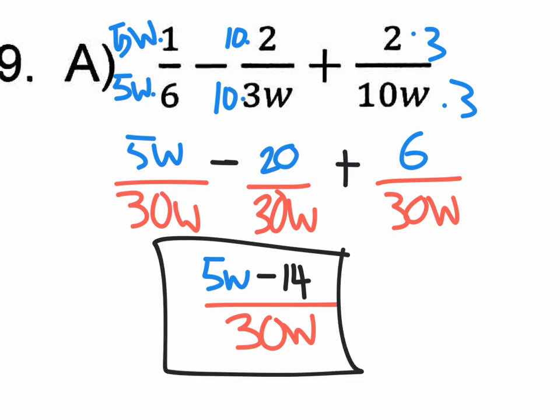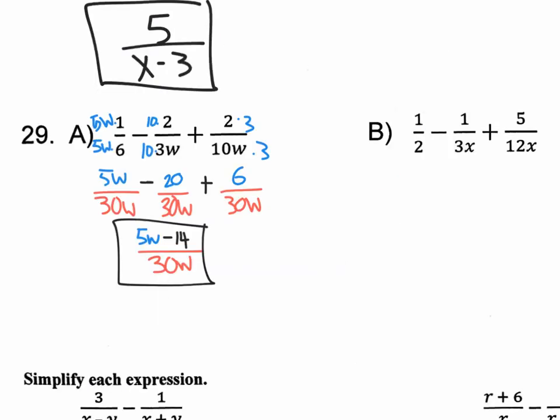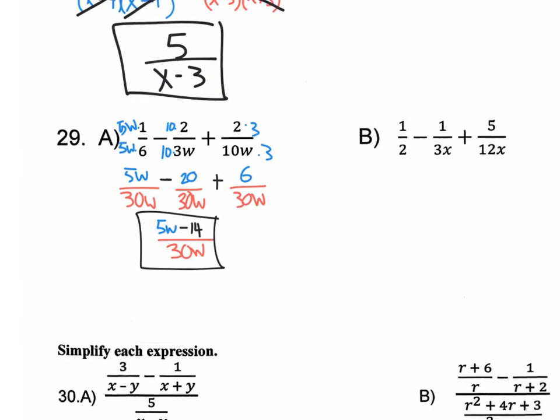Now it would have been a different story if this would have been a 15. Then I could factor out a 5, and then I could cancel out the 5 with the 30 and reduce further. But there's nothing else to factor. We are done. And of course, you guys could practice with option B right there.